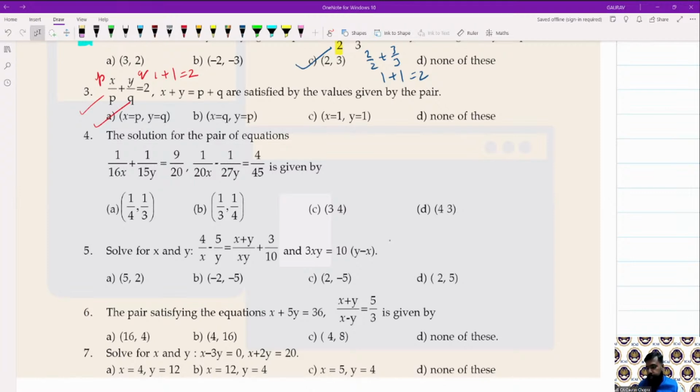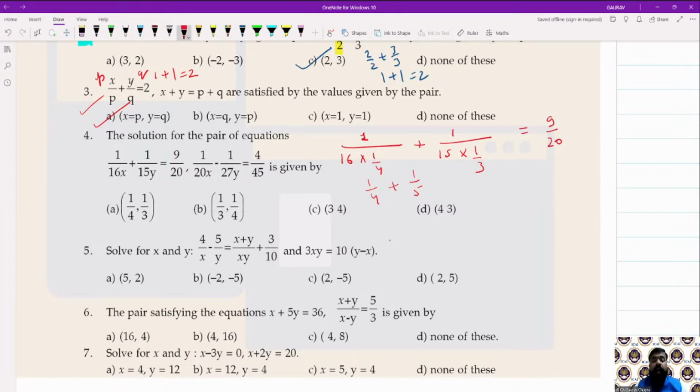Vandana has given option A, Ritu has given A, Anshika and Tamanna also A. Yes, so let us substitute option A. 1 upon 16 into 1 by 4 plus 1 upon 15 into 1 by 3. So what are we getting? 1 by 4 plus 1 by 5. On the other side, it is 9 by 20.